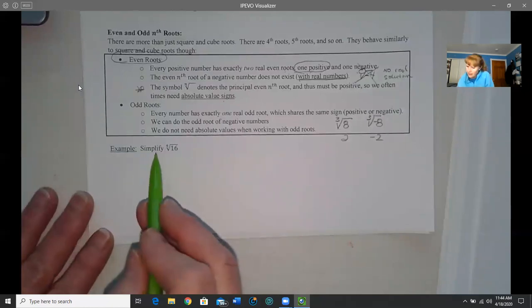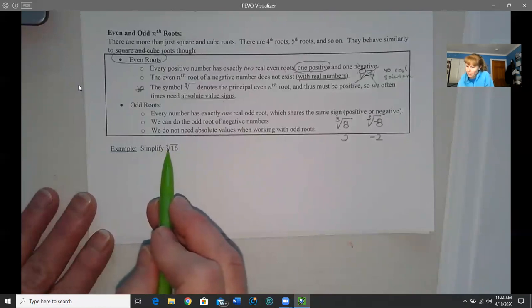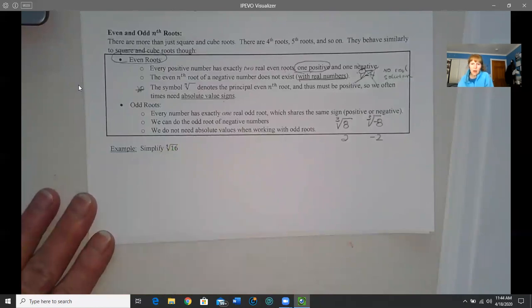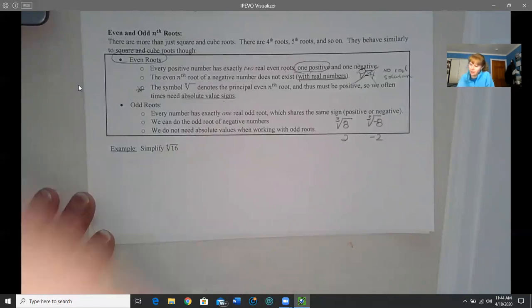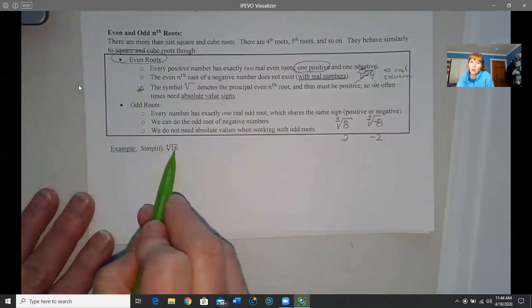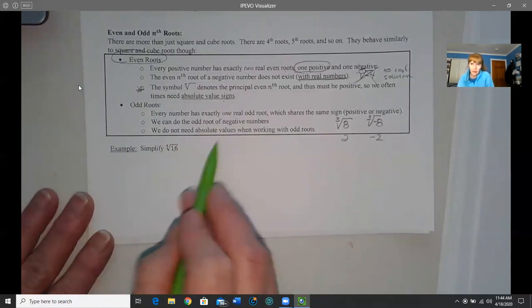Okay, here, simplify. I want the fourth root of 16. I want 4 of something multiplied together that gives me 16. I want the principal square root, so I'm only going to be looking for the positive here. My answer will be positive. There are no variables, so no absolute values. Okay. So this is positive, so you can do this. If this were negative, there would be no real answer.